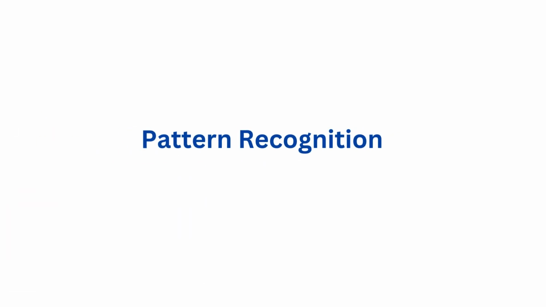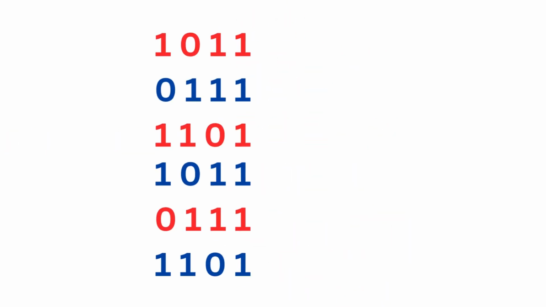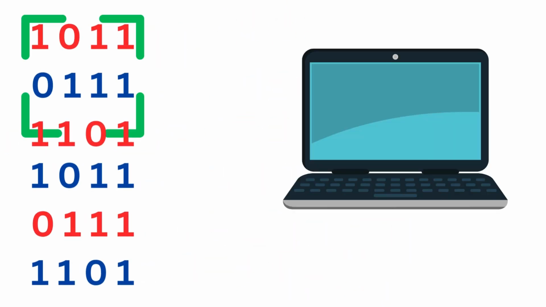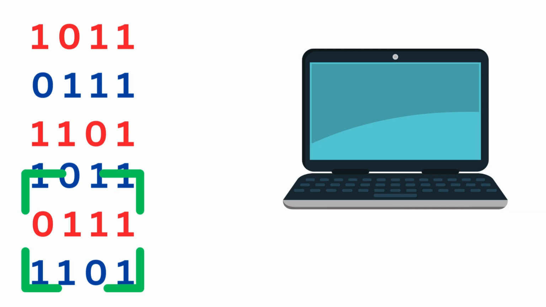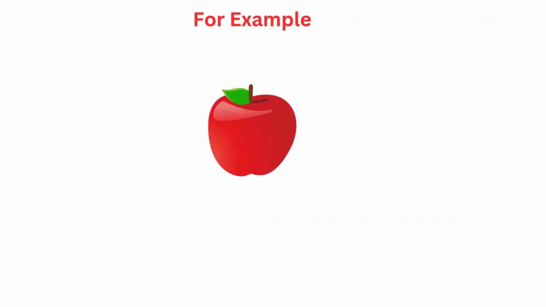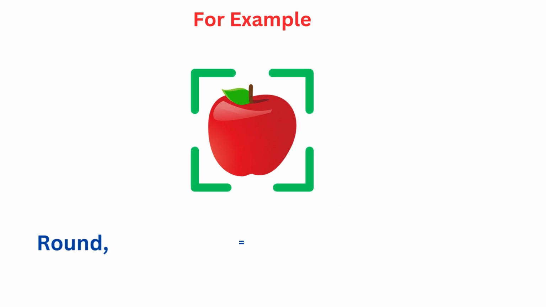Pattern recognition. Pattern recognition is how we identify similarities and group things together. Our brain does this all the time. For example, if you see a round red fruit with a stem, you recognize it as an apple.